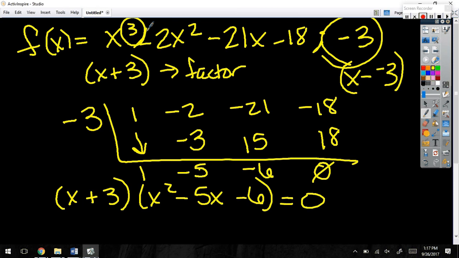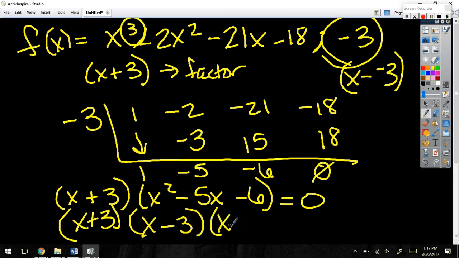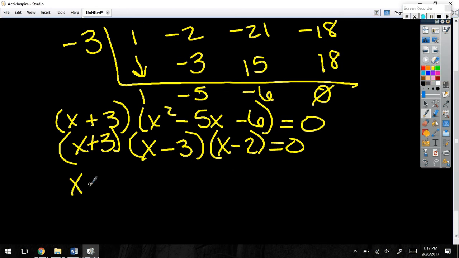If it doesn't factor, we have to do that. Does this one factor? Yes, this is a nice factorable one. It factors as x minus 3, x minus 2, which means what are the zeros of the function? -3, 3, and 2. Absolutely.